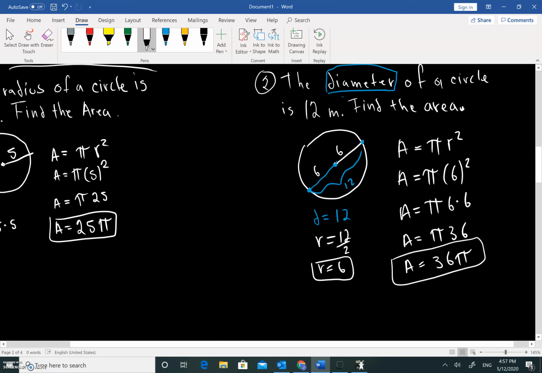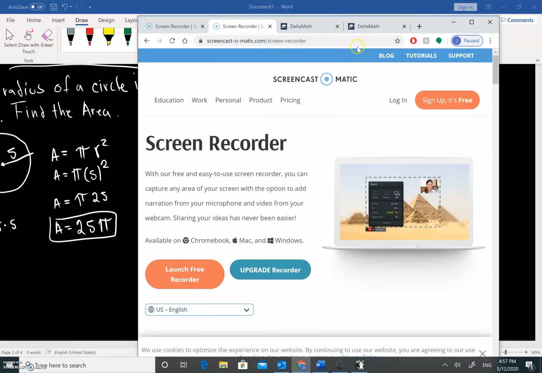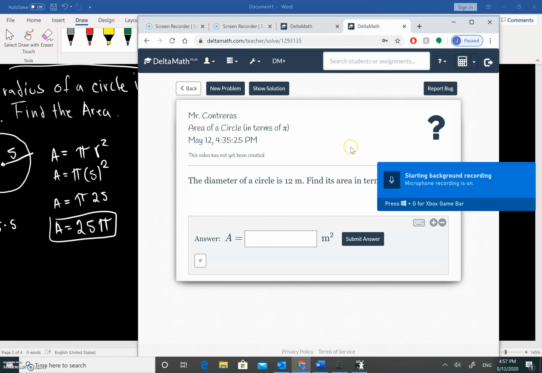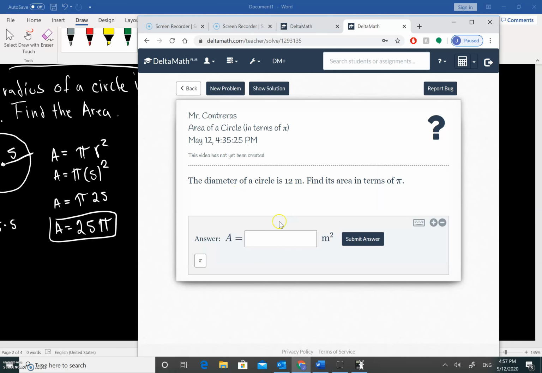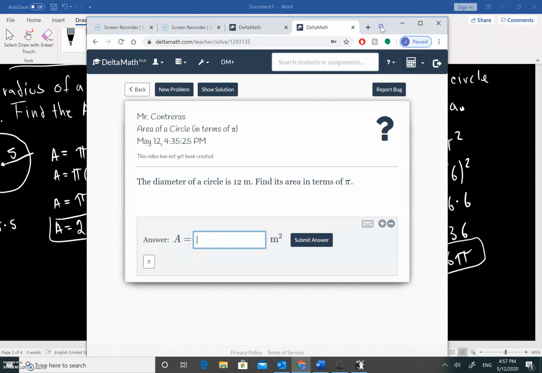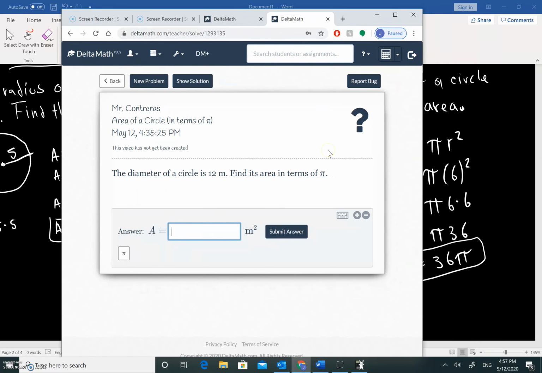Now, if you're using a program like Delta Math or Khan Academy, let me show you how you would put that inside. So you have this page right here. So notice that this is the same question. The diameter of a circle is 12 meters. Find its area in terms of pi. So we got an answer of 36 pi. So I put 36. And then from here, I use this symbol that I have on the lower left. 36 pi meters squared.